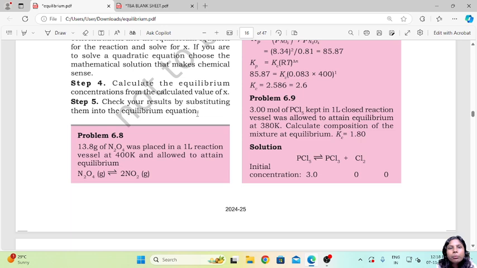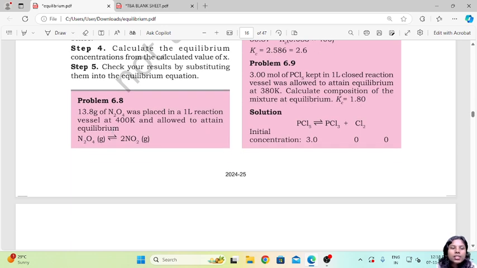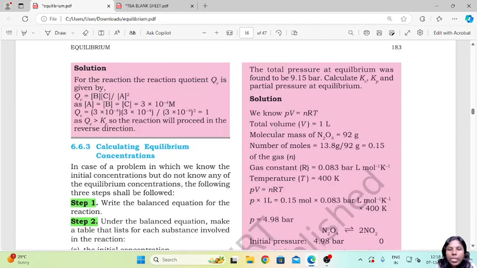and check your results by substituting them into the equilibrium equation. So let's look at one problem. We have 13.8 grams of N2O4 placed in a 1 liter reaction vessel at 400 Kelvin and allowed to attain equilibrium. The reaction undergoing here is N2O4 going to 2NO2. The total pressure at equilibrium was found to be 9.15 bar. We have to calculate Kc, the equilibrium constant Kp, and the partial pressures at equilibrium.